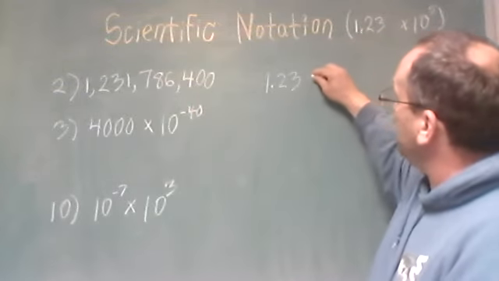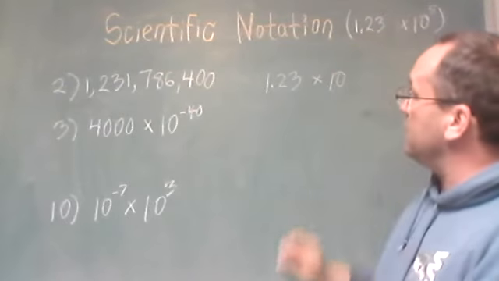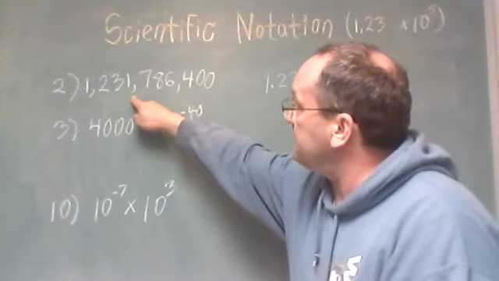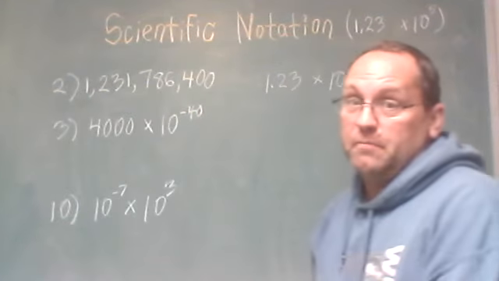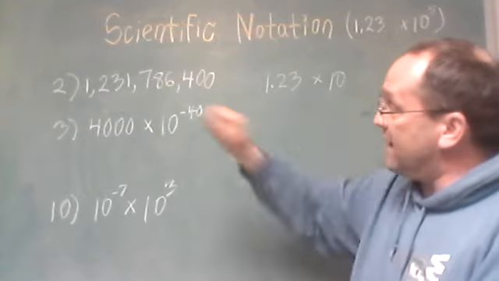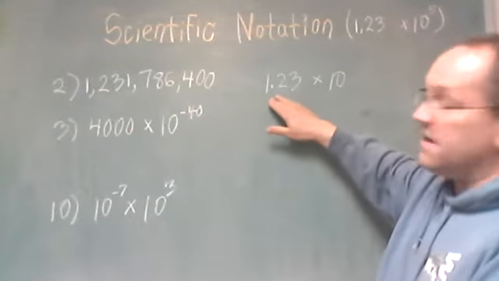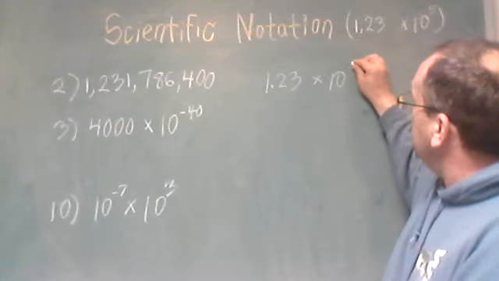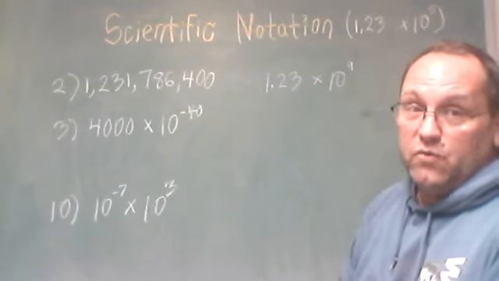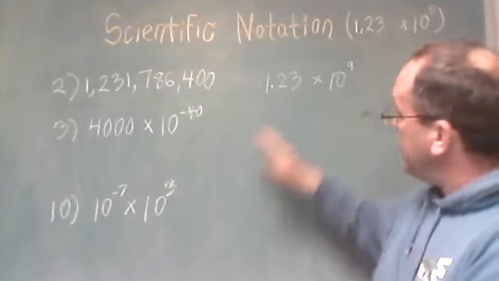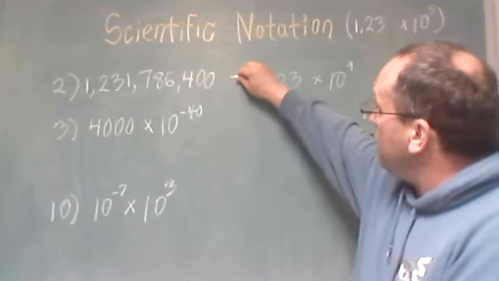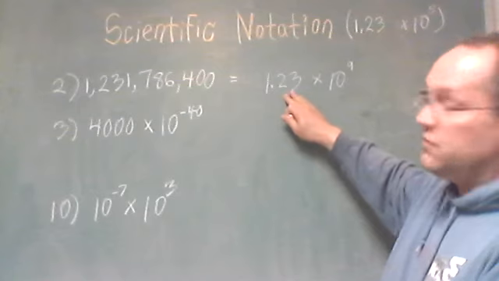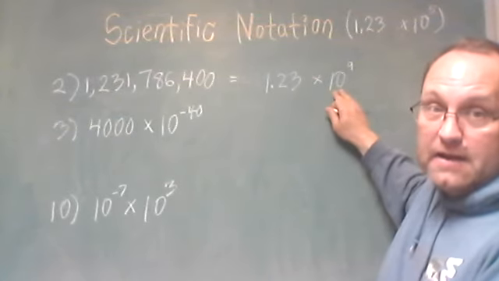Okay, so what are we going to do? We're going to express it times 10 to the what power? We are moving the decimal place over 1, 2, 3, 4, 5, 6, 7, 8, 9 places. Okay, so what have we done to the actual number? We have made it much smaller. So we must compensate by taking that power of 10 to the ninth power, representing that we moved that decimal place 9 places. So now the numbers are equivalent. 1,231,000,000 equals 1.23 times 10 to the 9 power.